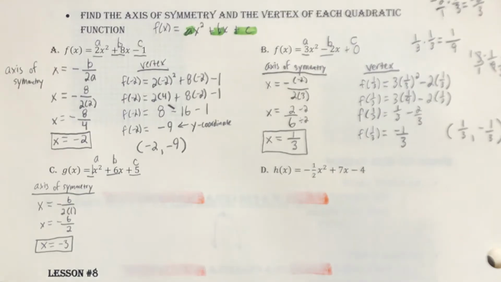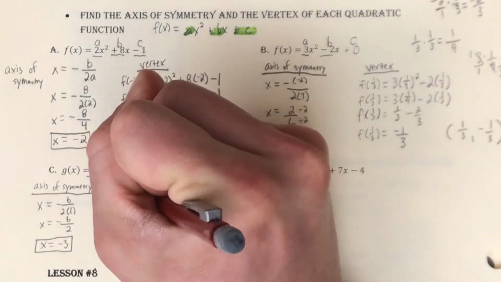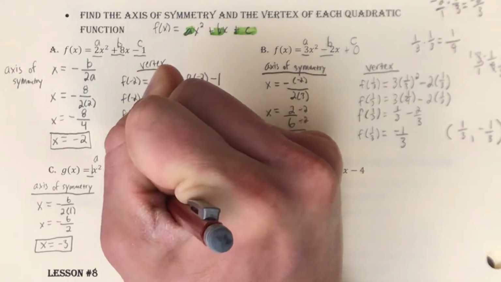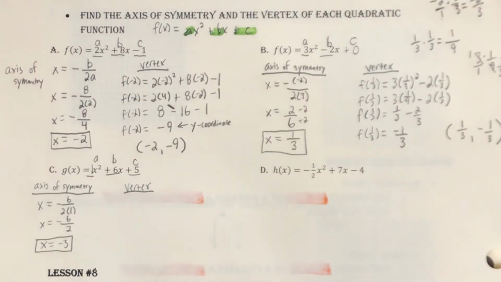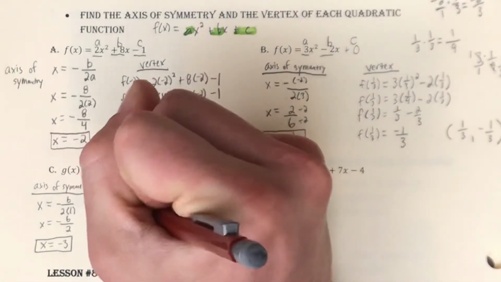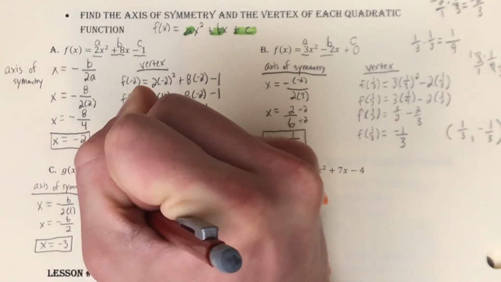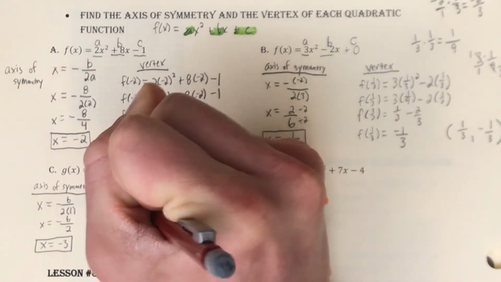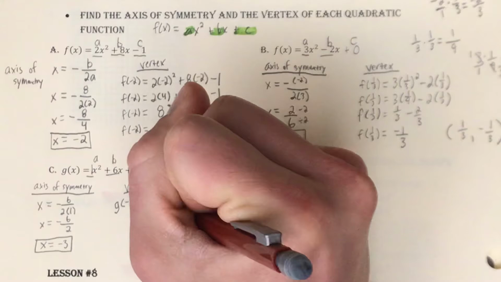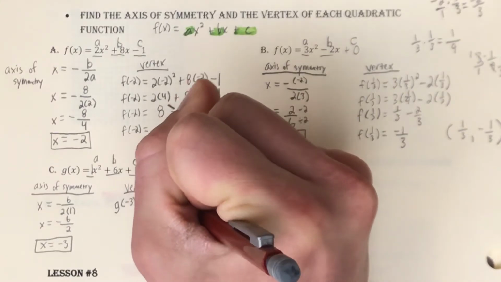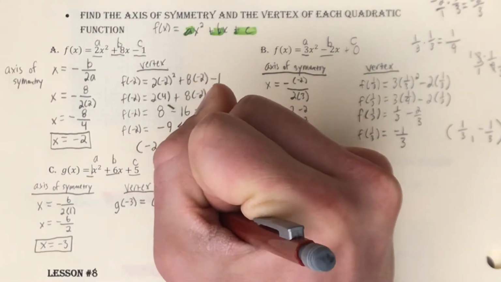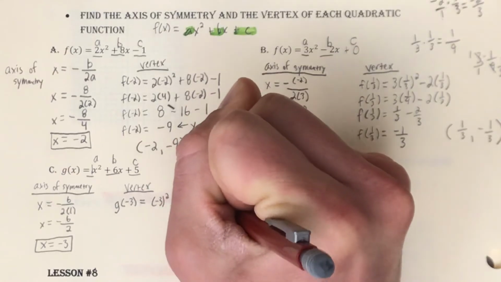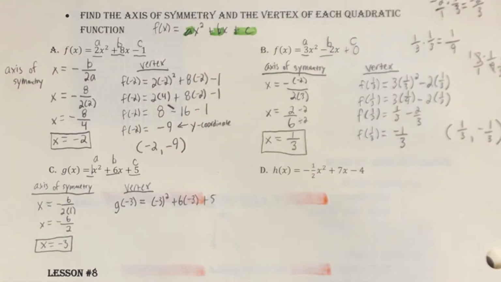So now again, I can use that information to find my vertex. So my vertex, I just simply plug the x value into the original function and solve to figure out what it equals, and that becomes my y coordinate of the vertex. So my original function, g of, and again I'm going to plug -3 in for x, is equal to -3 squared plus 6 times -3 plus 5. And then we need to solve that.